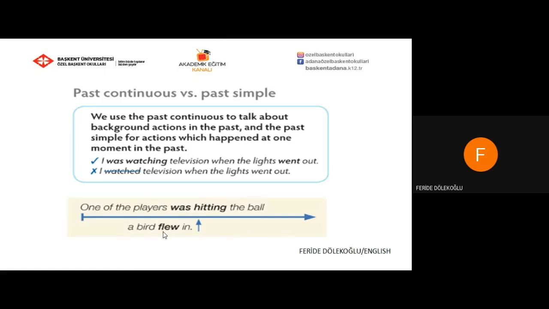What is the difference between past continuous and past simple? We use the past continuous to talk about background actions in the past, and the past simple for actions which happened at one time in the past. You can see one correct, one wrong sentence. I was watching television when the lights went out. Look at the activity. This is a short activity. This one is a longer activity. So here I use past continuous and here I use past simple.